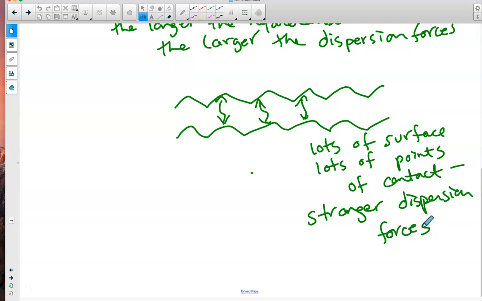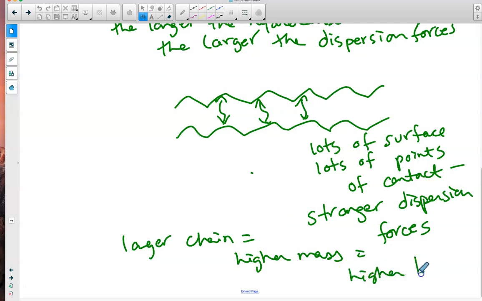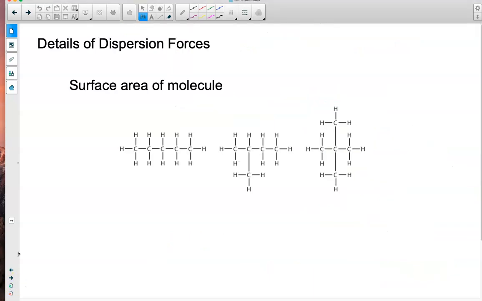And you can also just think about that from a mass perspective. So the longer the chain, you have a higher mass, which is just going to correspond to a higher boiling point. But it's all based on the dispersion forces getting stronger as your molecules get bigger. So the last detail here about dispersion forces goes back to the idea of surface area. And now it's not just about the length of the hydrocarbon chain, but it's about the structure, about whether it's branched or not. So this is a straight chain.